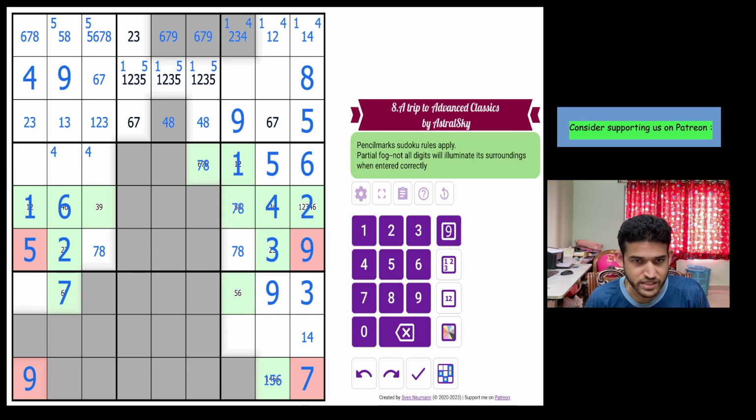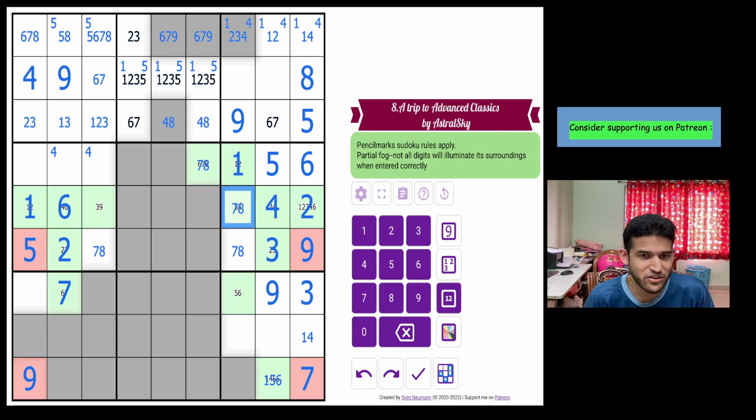How do I remove it? Yeah, you can see that this can take only 5 or 8. Because I had written 7 or 8 here, it took me quite a while to realize that this cell has to be 8 because 7 cannot be going there. Right? So this has to be not 7, it has to be 8.